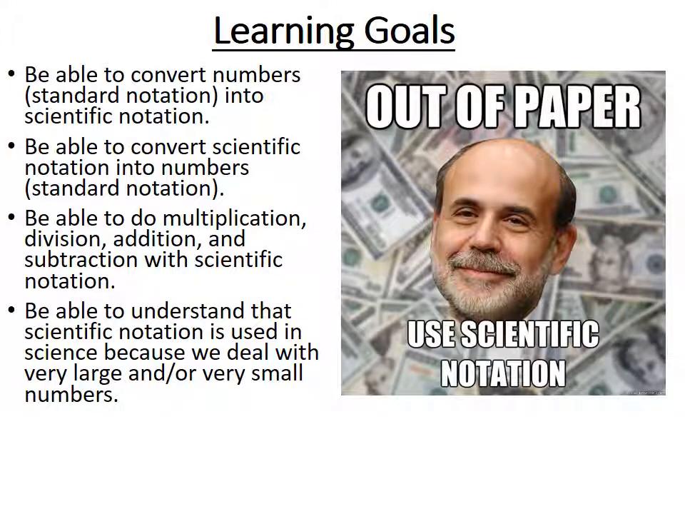So our learning goals today are to convert regular numbers, which are more appropriately called standard notation, to scientific notation. We're going to see how to convert scientific notation into standard notation, so basically working backwards. We'll see a few operations regarding scientific notation, multiplication and division being what we'll focus on. We might briefly see addition and subtraction, but really for grade 9, you're going to see mostly multiplication and division. That's the most important part. And you just need to understand what scientific notation is really used for.